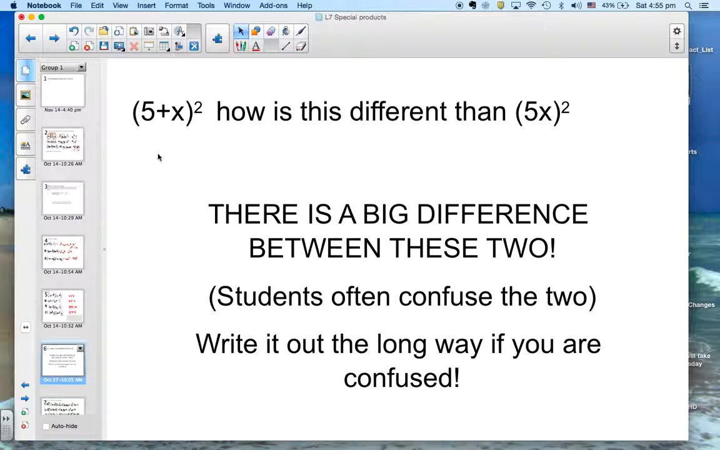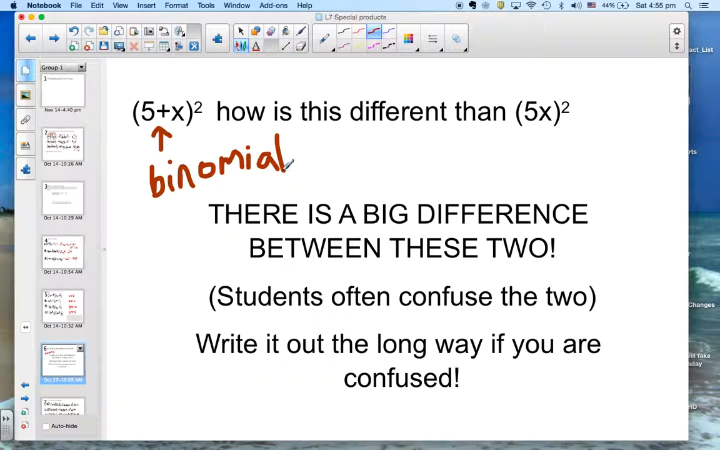Let's take a look at something that causes confusion sometimes. When I look at 5 plus x squared, how is that different to 5x squared? Hopefully you're thinking and remembering this idea. If there is a sum, then it's a binomial. If there is no sum, then it's a polynomial or a monomial.